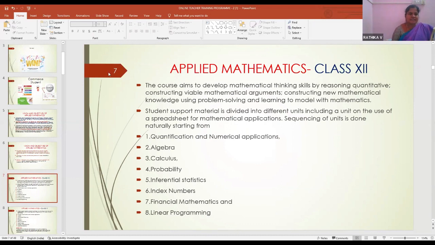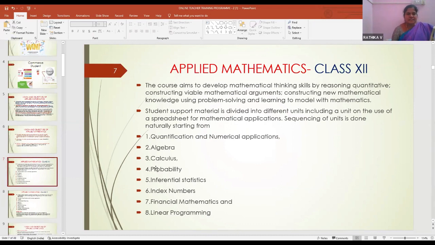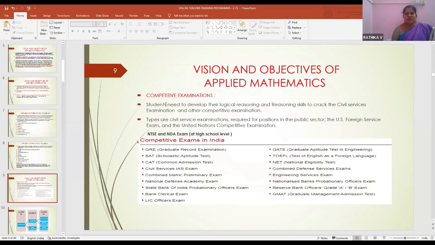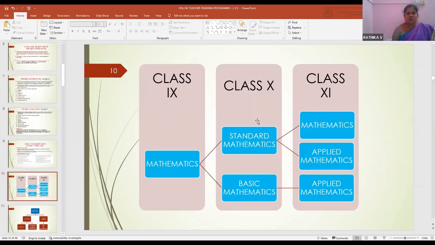So linear programming is exactly the same. The next one is how these applications of applied mathematics are useful in the competitive examinations. So I think everyone knows that.